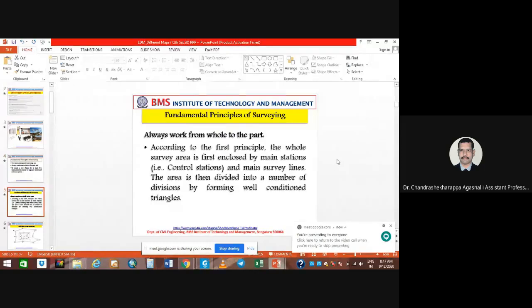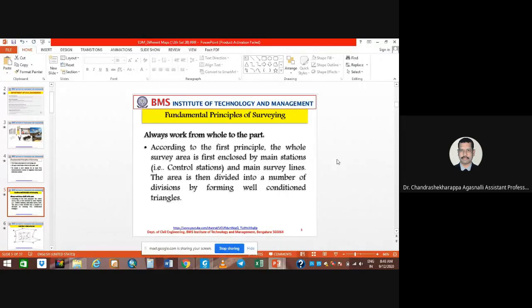According to the first principle, the whole survey area is first enclosed by two main stations. Those are the control points for any survey area, and main survey lines, okay? And the area is divided into a number of divisions. I told you that in a number of different shapes: well-conditioned triangles, or a rectangle, or a closed polygon, anything you can do. Otherwise, you will not get the control there. Better you divide it.